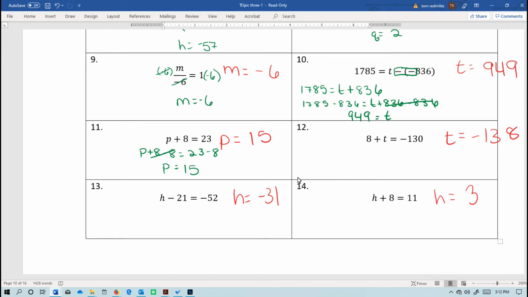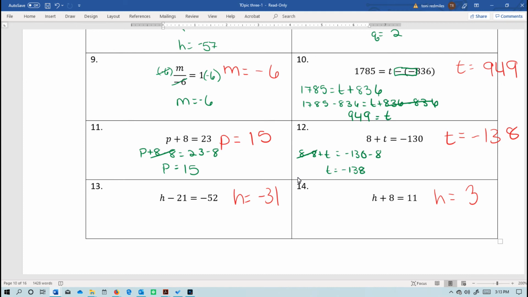All right, the 8 is adding to the t, so I'm going to subtract it, and I'm going to do that to both sides of the equation because I have to. I have to remain equal. All right, so those are going to go to 0. Two negatives, it's like adding up my debt. I'm going to have a negative 138.